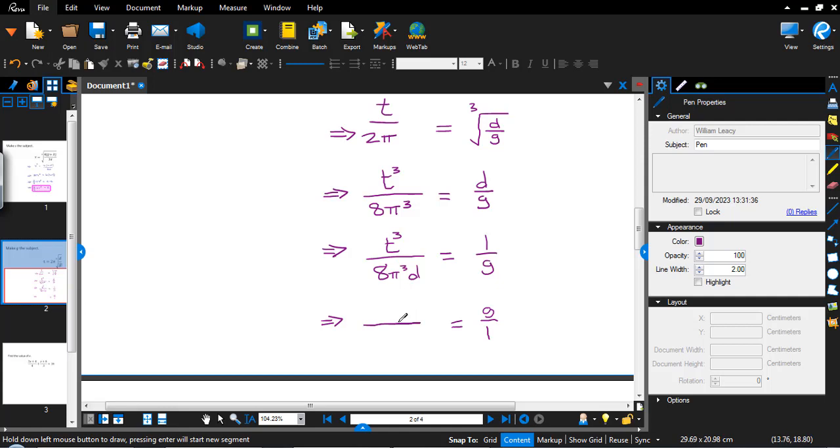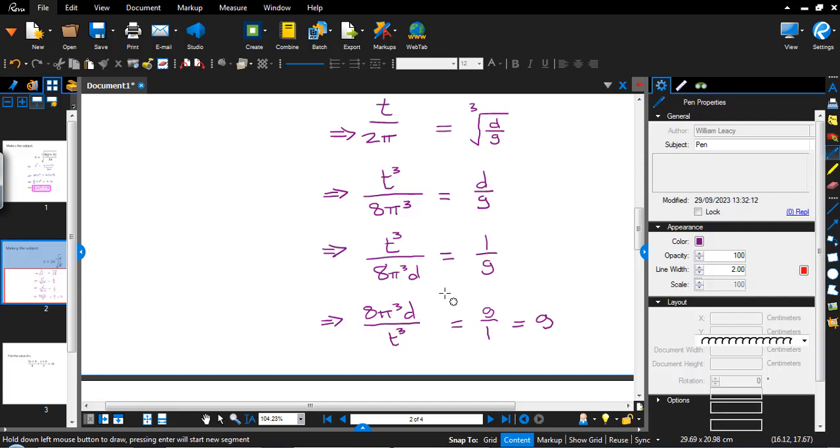What you're actually doing there is putting both sides to the power of -1. That's what you're actually doing. But anyway, don't worry about that right now. Just turn it upside down. So you have to turn the other side upside down as well. So you're going to get 8 pi cubed d over t cubed. Any number over 1 is just the number. So that equals g. So g equals that, and that's your answer. Done.